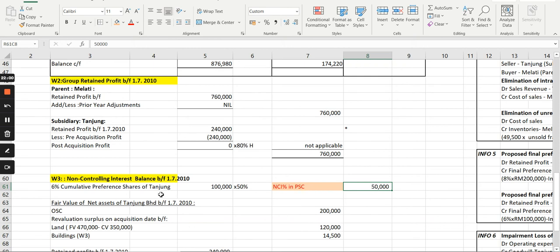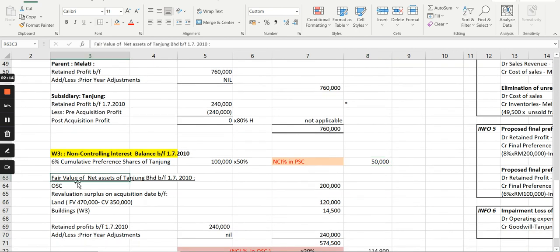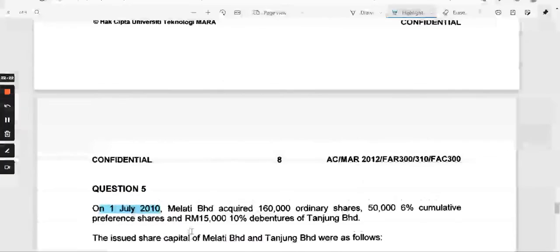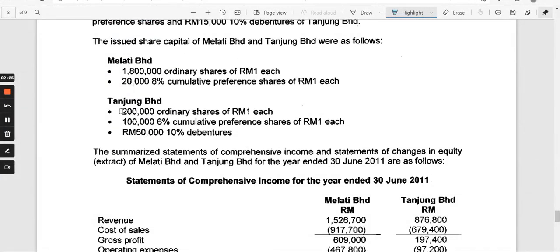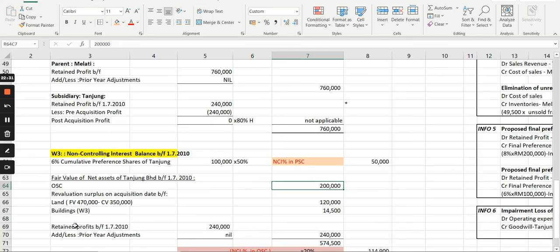If you come across redeemable preference shares, do not include this. If you come across debenture, do not include this, because those are financial liabilities or non-current liabilities. Fair value of net asset on 1st of July. First, we assume there is no change to the ordinary share capital. So 200,000 is the one that were here. You take from the one under 200 times 100, times 1 ringgit, sorry. And that will give you 200,000.